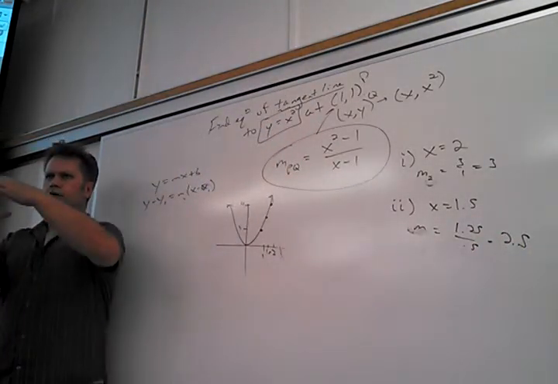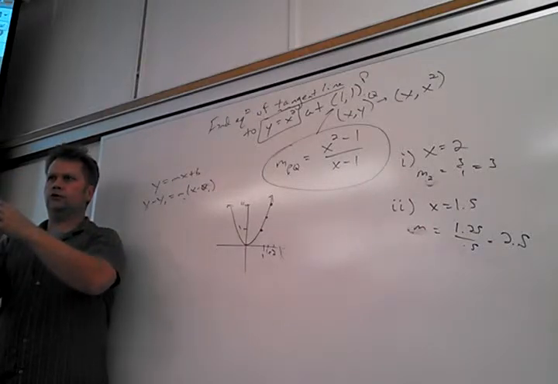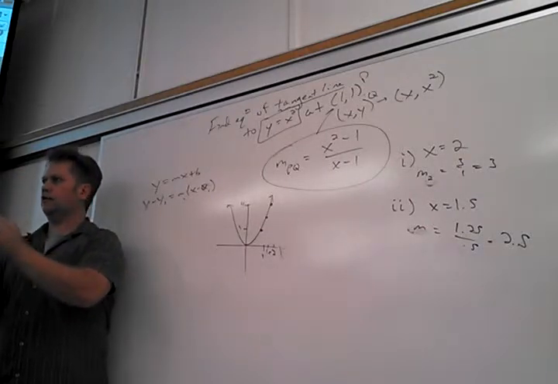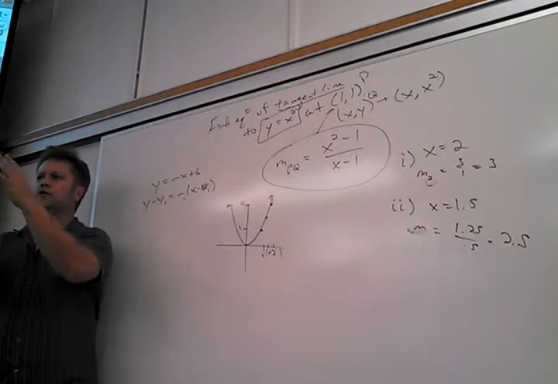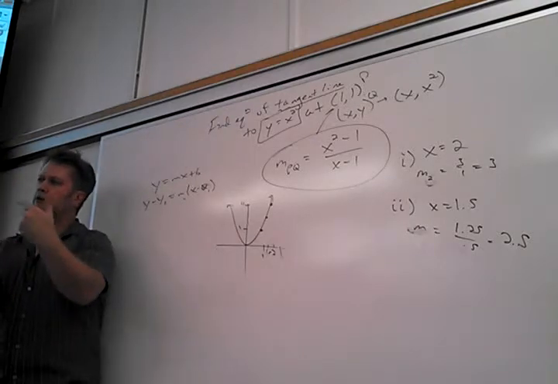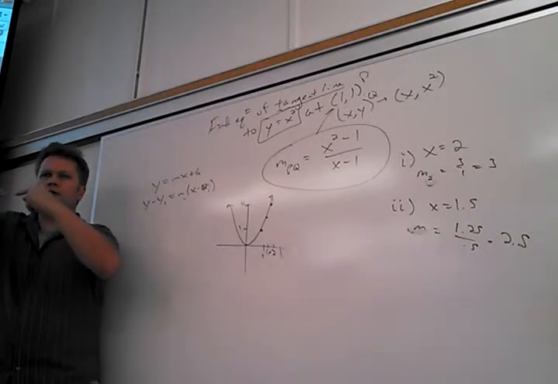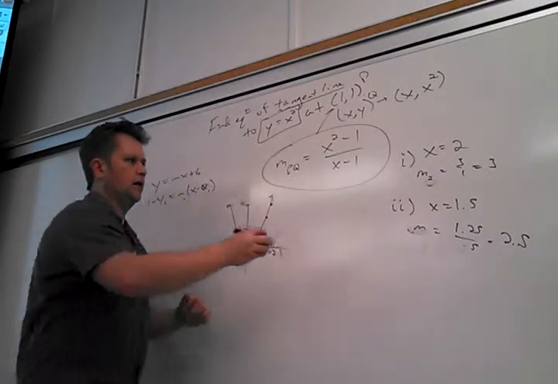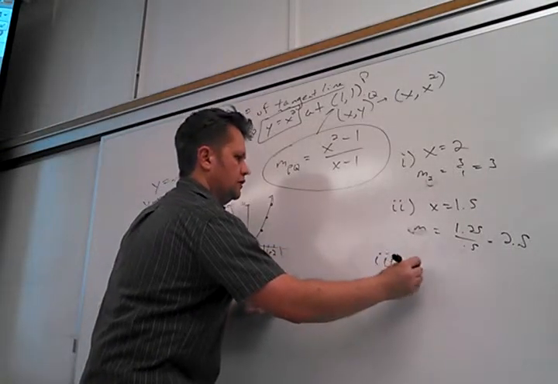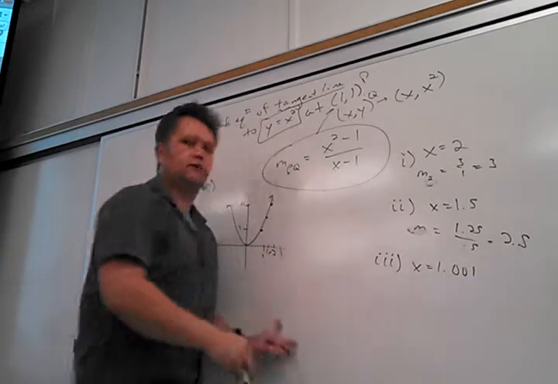So do you start to get the idea? This is going to happen to you throughout this section. Throughout this chapter, the first section comes at it a little bit differently than the other ones do, but it's the same idea of stepping closer and closer and closer. So then you can take x equal to 1.001, get really, really close.